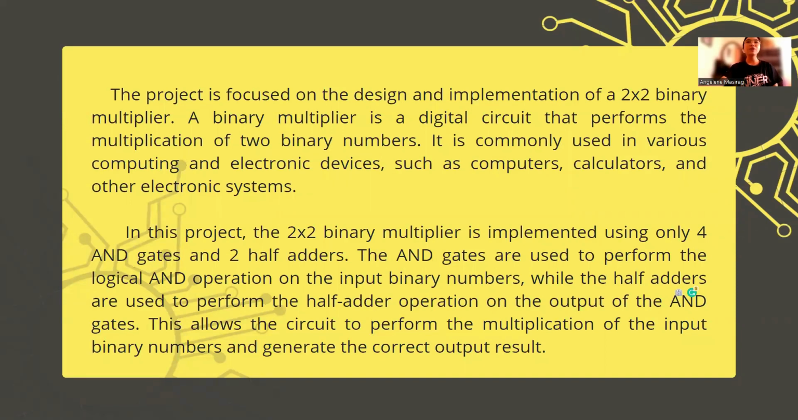The AND gates are used to perform the logical AND operation on the input binary numbers, while the half adders are used to perform the half adder operation on the output of the AND gates. This allows the circuit to perform the multiplication of the input binary numbers and generate the correct output result.